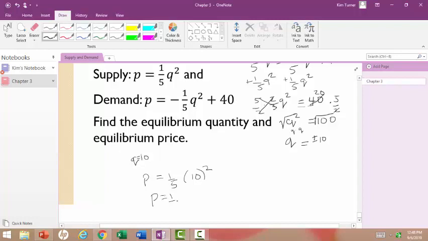So P equals 1/5 times 100. I'll cross cancel the 5 and the 100, and I'll have P equals $20. So then the equilibrium quantity is 10 books to sell for the equilibrium price of $20.